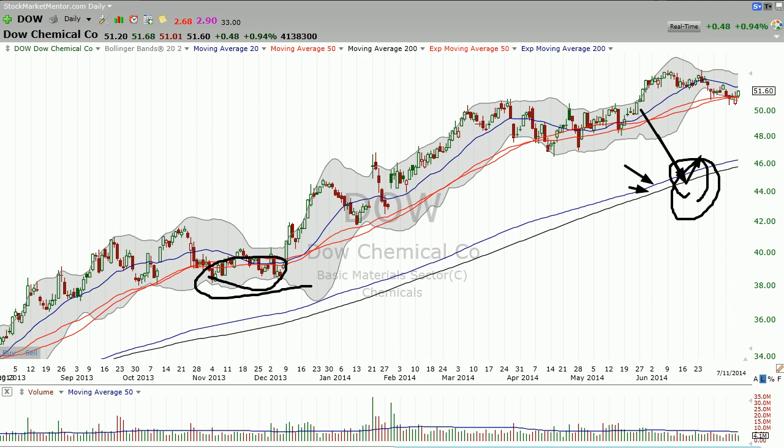As it relates to Dow, though, it's not a moving average thing. This was prior resistance. It was broken through right here. Now it's support. So you want to buy Dow Chemical. Keep a stop right there. It doesn't matter if it's 50-day exponential or simple moving average.